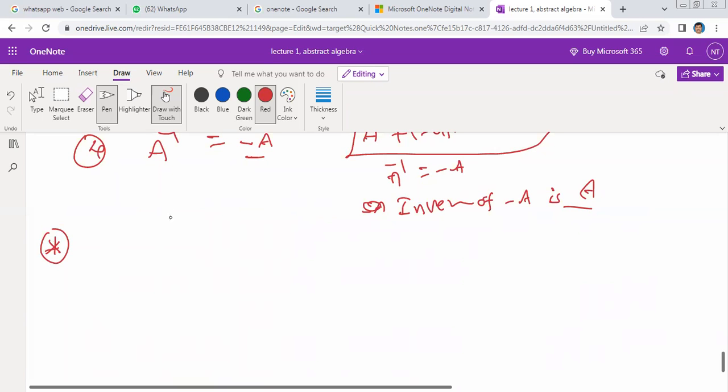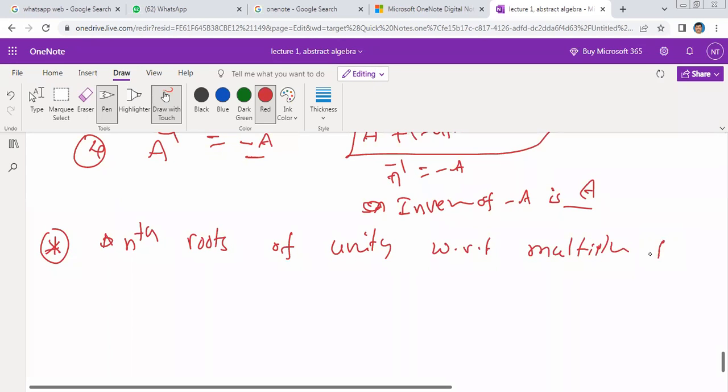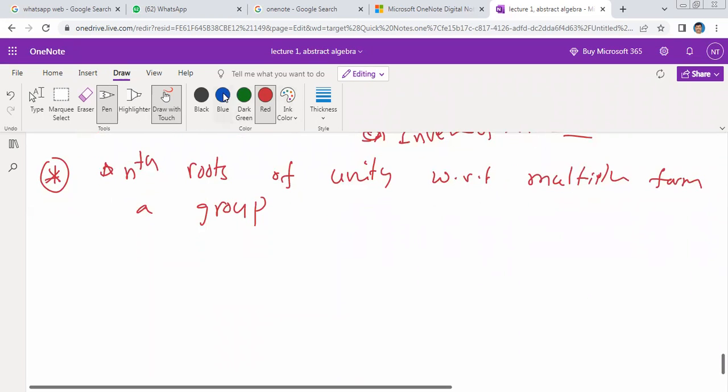nth రూట్స్ ఆఫ్ యూనిటీ గురించి మాట్లాడుకుందాం. nth రూట్స్ ఆఫ్ యూనిటీ, ఫోర్త్ రూట్ ఆఫ్ యూనిటీ, క్యూబ్ రూట్ ఆఫ్ యూనిటీ మన అందరికి తెలిసిన విషయమే. నౌ nth రూట్స్ ఆఫ్ యూనిటీ విత్ రెస్పెక్ట్ టు మల్టిప్లికేషన్ form a group. The nth roots of unity with respect to multiplication always form a group.